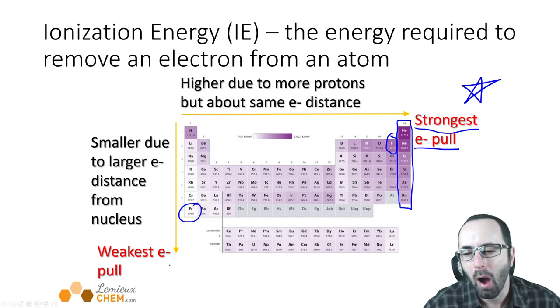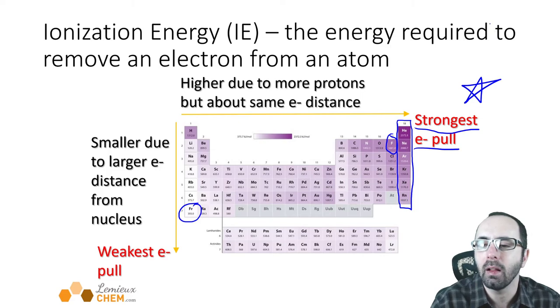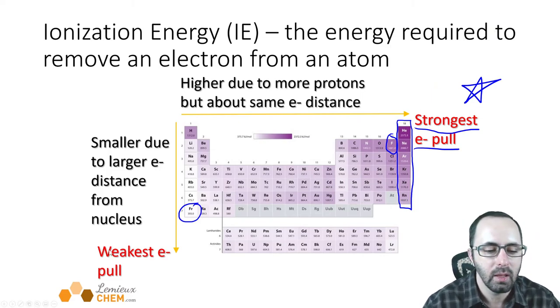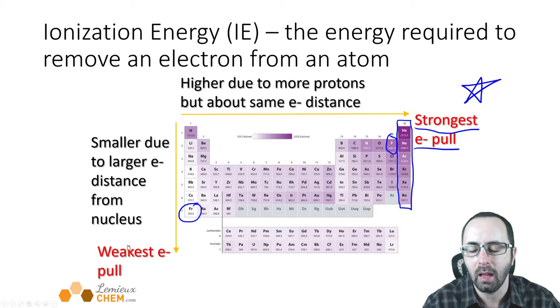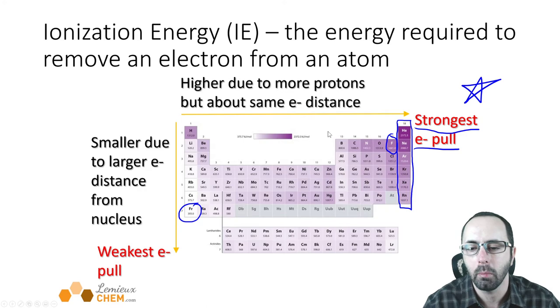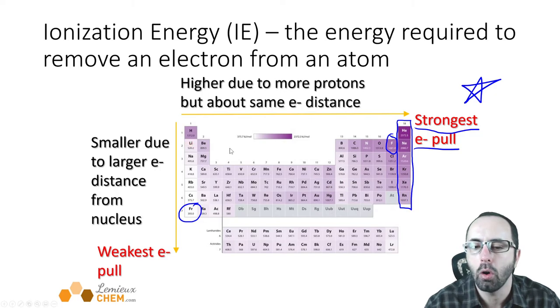Let's think about why this is. So the easiest way to remember these is to think about why this is true. Why it's true that we have the strongest electron pulling atoms at the top right of the periodic table and the weakest electron pulling atoms on the bottom left. So let's think about what happens to the pull on electrons of elements as we move from left to right across the periodic table.